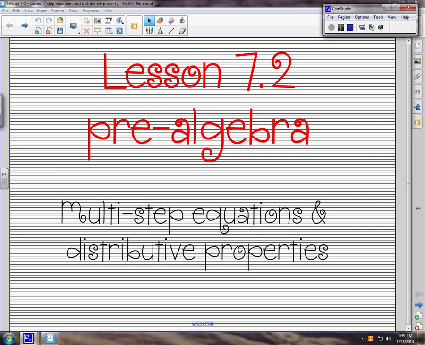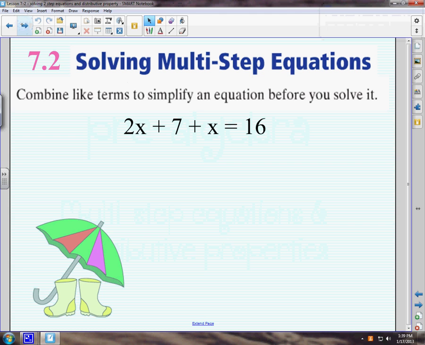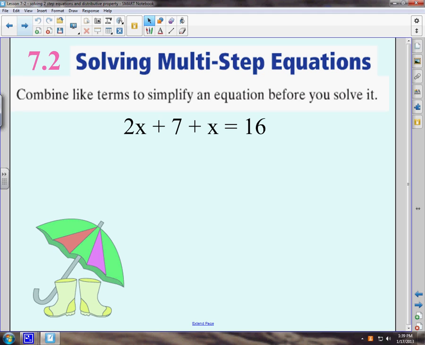This is lesson 7.2 for pre-algebra, multi-step equations and distributive properties. Now, 7.2 is solving multi-step equations again, but there's going to be some added things. So we're going to combine like terms before we can solve it.